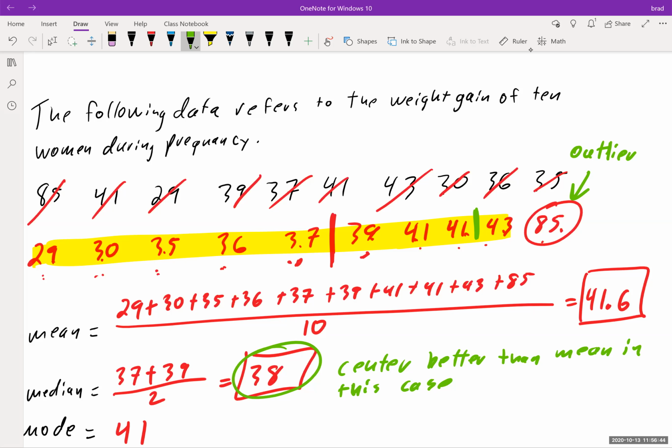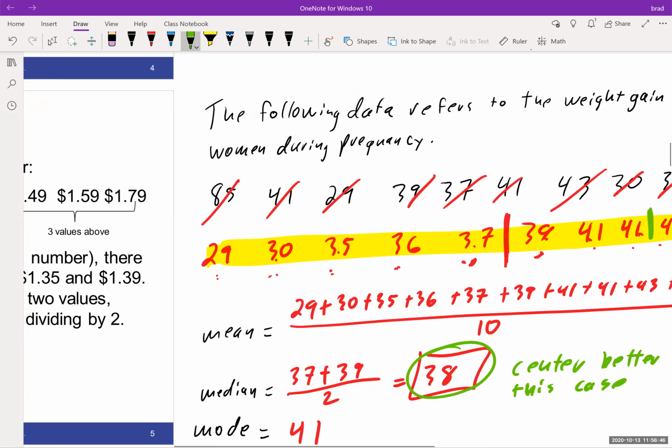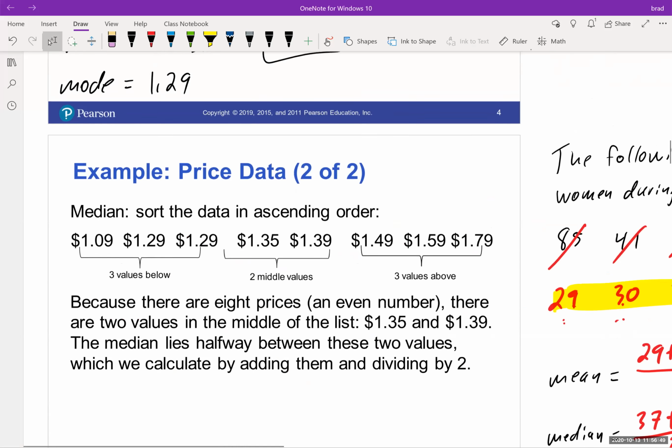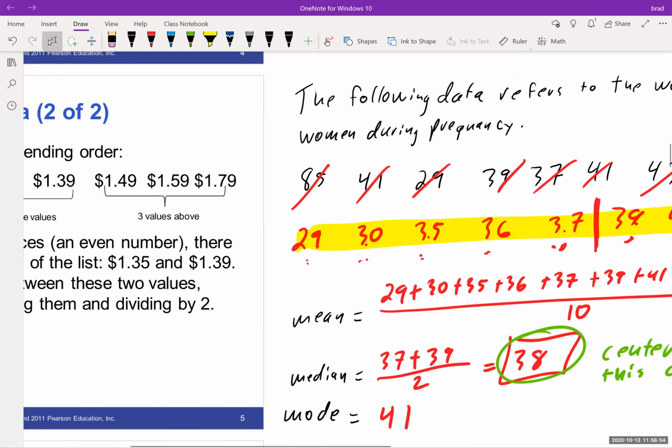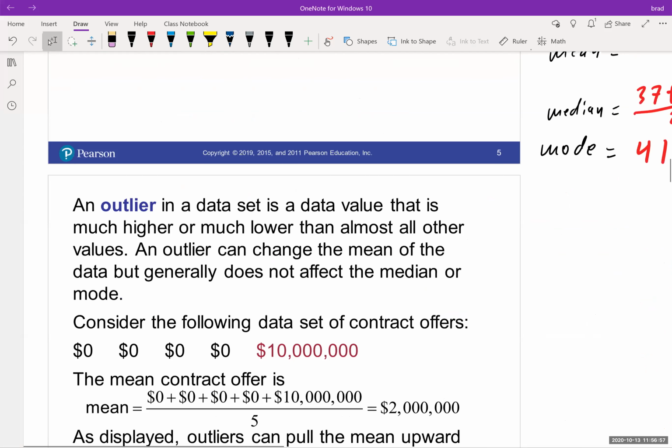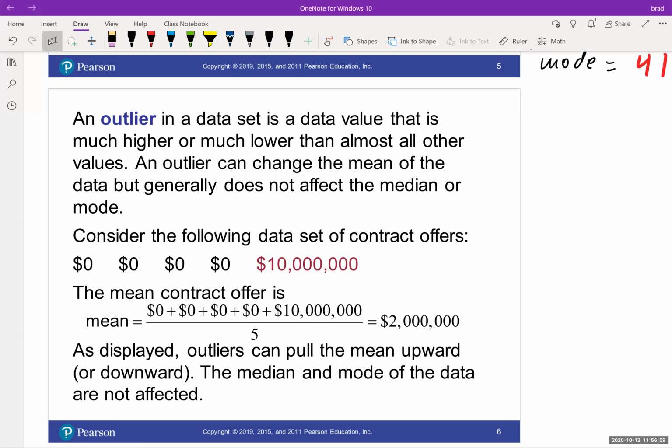Okay, so I just wanted to do one of these for you that wasn't straight out of your book. And just to show you, this is literally what I teach in chapter 3 of my statistics class, and it's not terrible. Okay, let's see here. An outlier in a data set is a data value that is much higher or much lower than almost all the other values. An outlier can change the mean of the data, but generally does not affect the median or the mode. So that's what I was telling you. I often use the median or the mean. These are like the two big ones. I hardly ever use mode. Now the mode can still be useful, but in general, median and mean are the two main ones that I use.